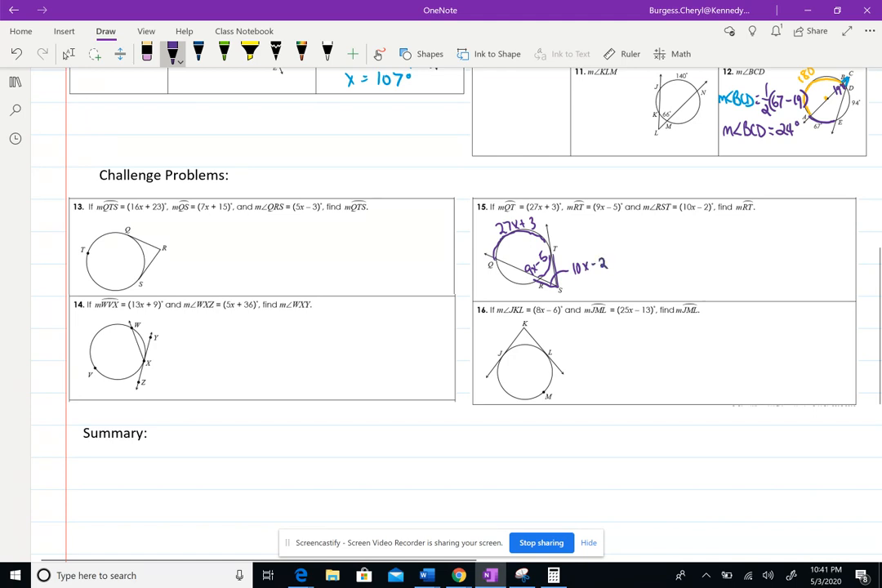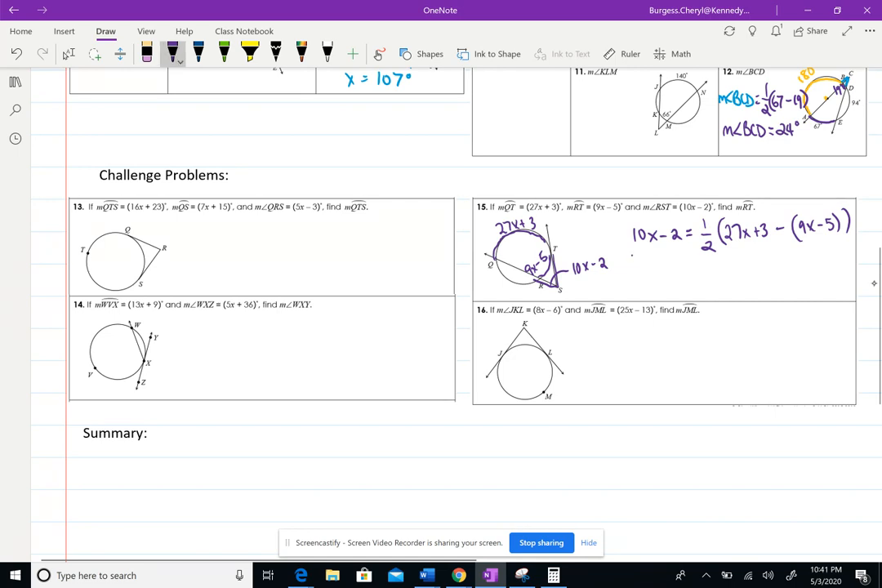Okay, so we say the angle, 10x minus 2, is equal to half of the difference of the intercepted arcs. So I'm going to do 27x plus 3 minus the smaller intercepted arc, 9x minus 5. Be careful, guys, that you put this in parentheses so that you need to distribute this negative right here, right? So let's simplify before we solve.